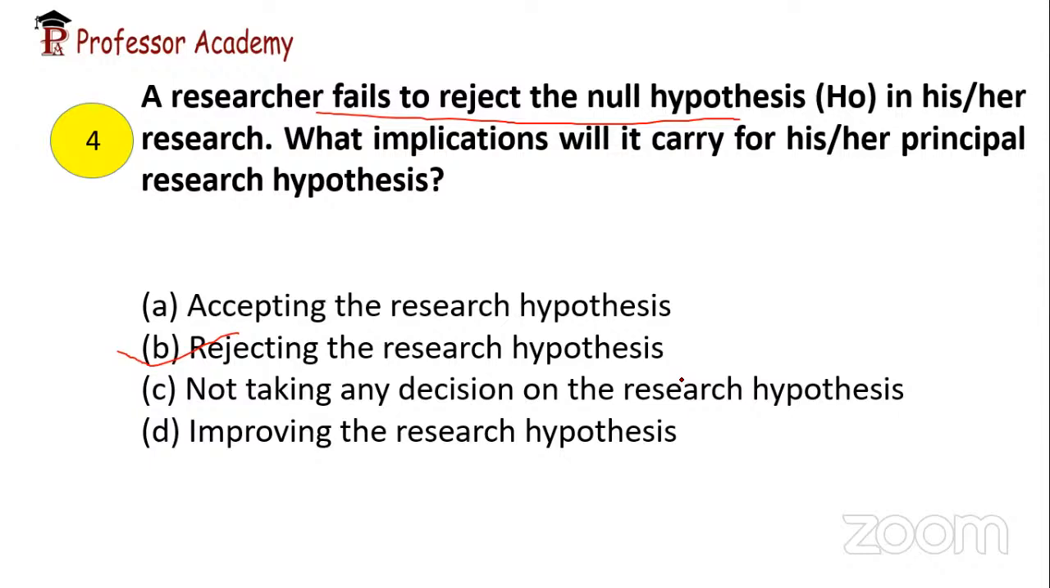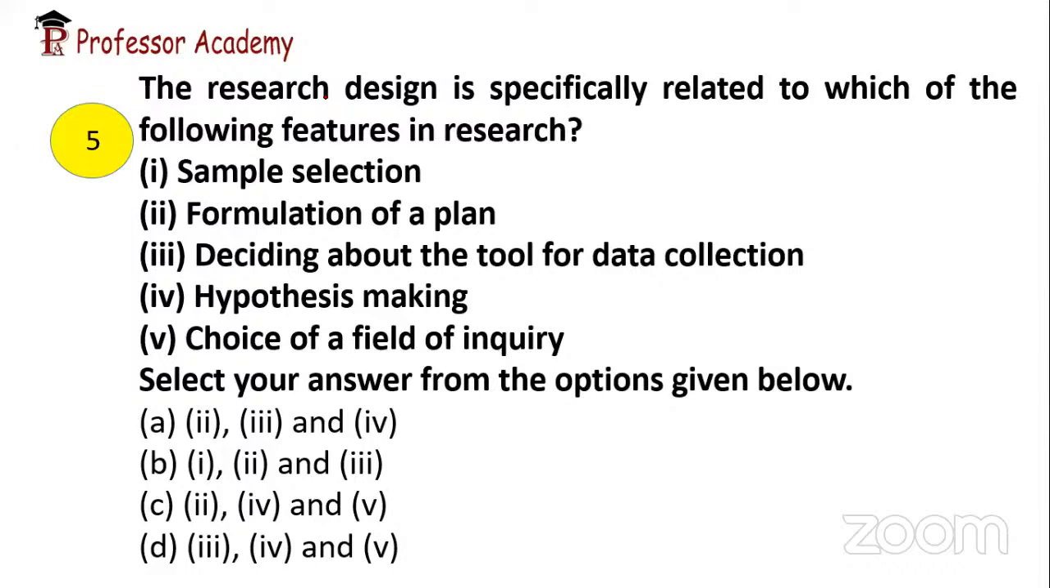Moving on to the final question for today. The research design is specifically related to which of the following features in research? 1. Sample selection. 2. Formulation of a plan. 3. Deciding about the tool for data collection. 4. Hypothesis making. 5. Choice of a field of inquiry. And this is all about research design. That is the framework that you create for data collection, the sampling process and all. So that is the fourth and important step in the overall research process.